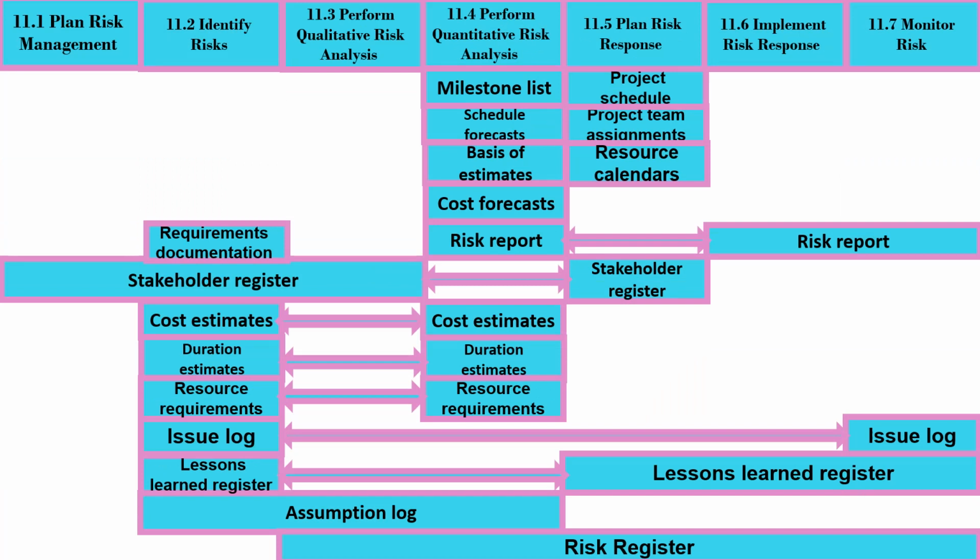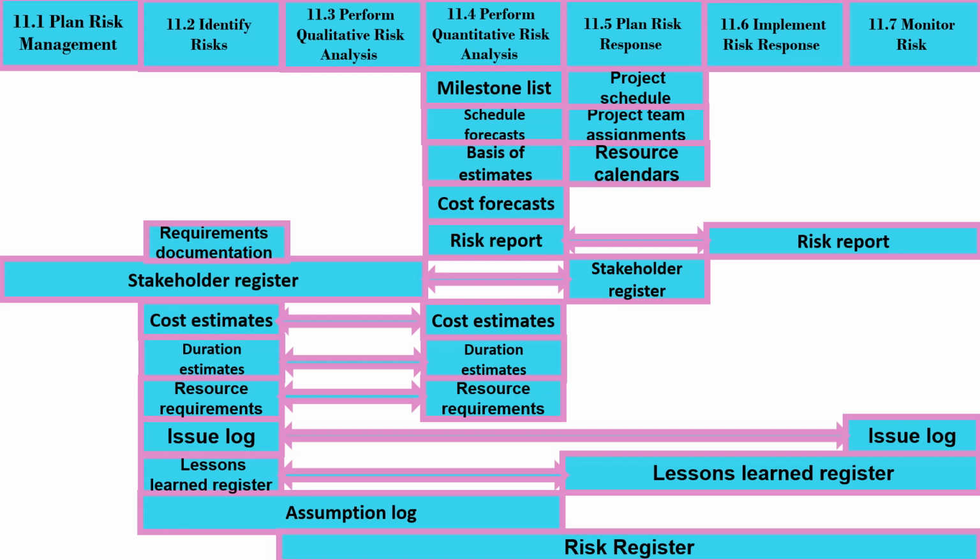The input of plan risk management is stakeholder register, which is shared with identify risks, perform qualitative risk analysis, and plan risk response. The inputs of identify risk are requirements documentation, all cost estimates, duration estimates, and resource requirements, which are shared with perform quantitative risk analysis, issue log, which is shared with monitor risk, lessons learned register, which is shared with plan risk response, implement risk response, and monitor risk, and assumption log, which is shared with perform qualitative risk analysis and perform quantitative risk analysis.